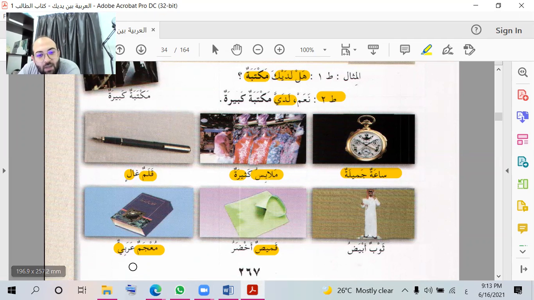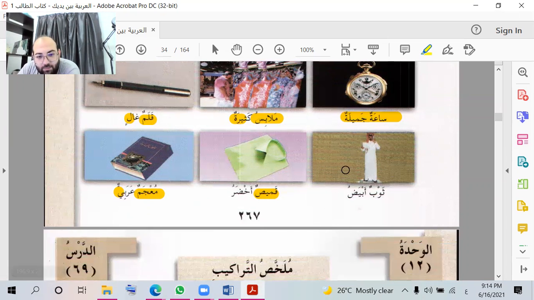Same goes when you say Kitabul Qira'a, reading book. When you say Kitabul Qawaid, grammar book. So this labeling is part of adjective.